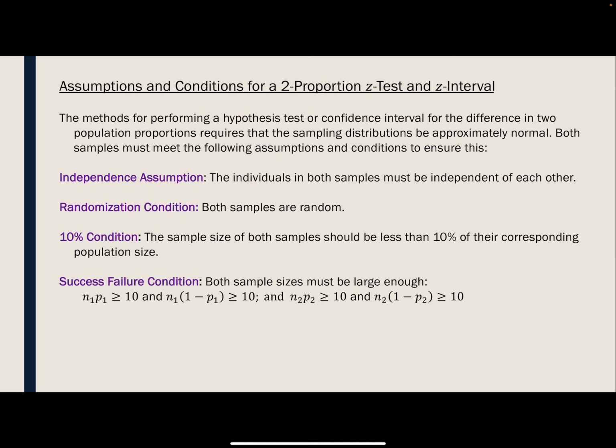Okay, so the assumptions and conditions for a 2-proportion Z test or a 2-proportion Z interval are exactly the same as they are for the 1-proportion Z test or Z interval, except that those assumptions and conditions have to hold for both samples. So here they are. Let's check these on the next test.